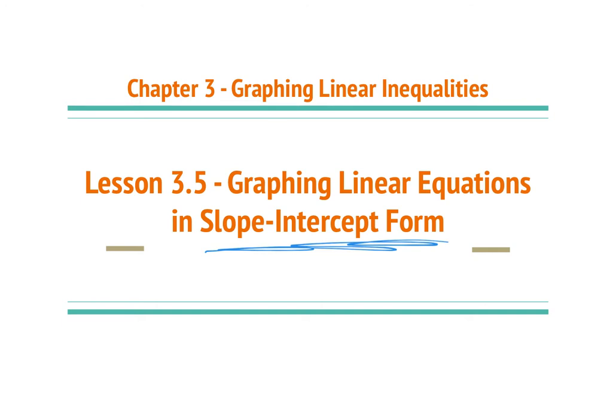It is the biggest of the three forms that we're going to learn in here. Standard was one of them, but standard's like Captain America. Thanos is slope-intercept form because it's the big one, all right?